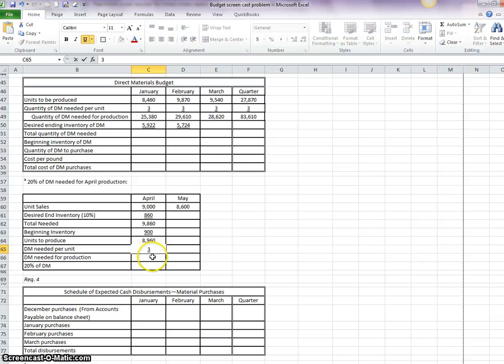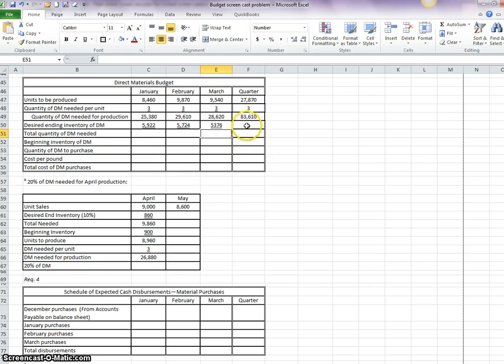Each one takes 3 pounds. So this equals 3 pounds times number of units. So we need 26,880 pounds for April. And remember, at the end of March, we want to have 20% of what we need in April. So up here we're going to put equals 20% times April's production.